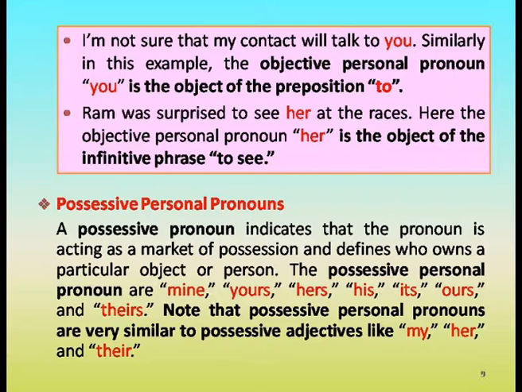Ram was surprised to see her at the races. Here the objective personal pronoun her is the object of the infinitive phrase to see. Possessive personal pronouns. A possessive pronoun indicates that a pronoun is acting as a marker of possession and defines who owns a particular object or person.